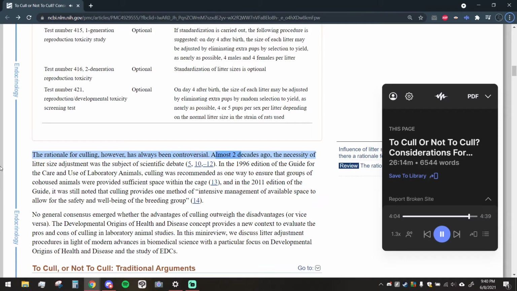Almost 2 decades ago, the necessity of litter size adjustment was the subject of scientific debate.